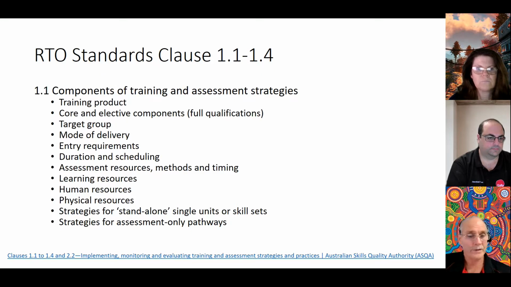So 1.1 is about the components of the training and assessment strategy. You've got the training product, the core and elective components, target group, mode of delivery, entry requirements, duration and scheduling, assessment resources, methods and timing, learning resources, human resources, physical resources, strategies for standalone and single units or skill sets, and strategies for assessment only pathways.